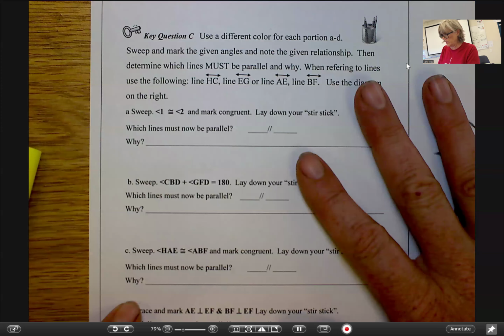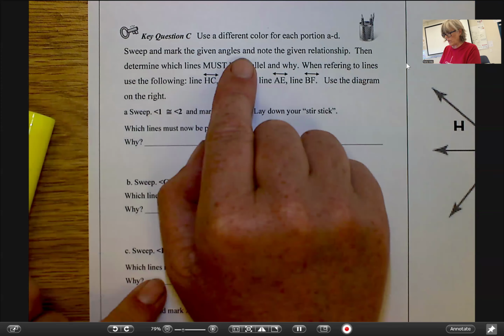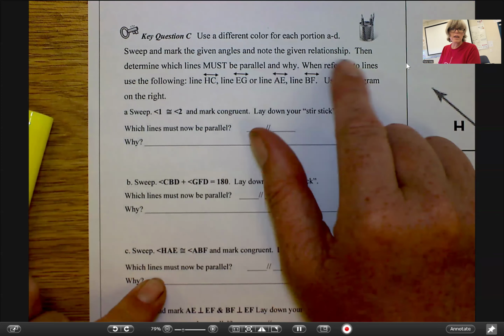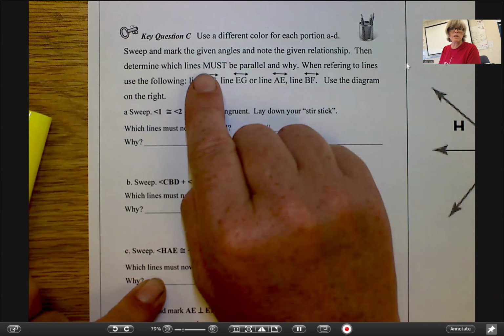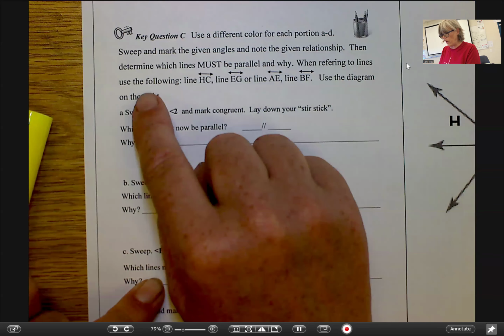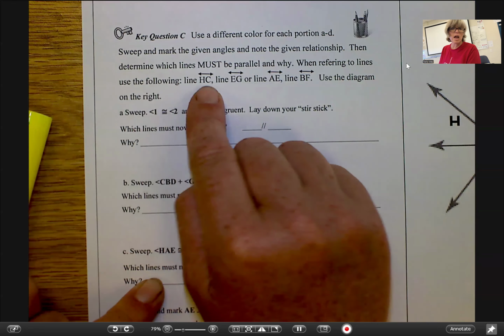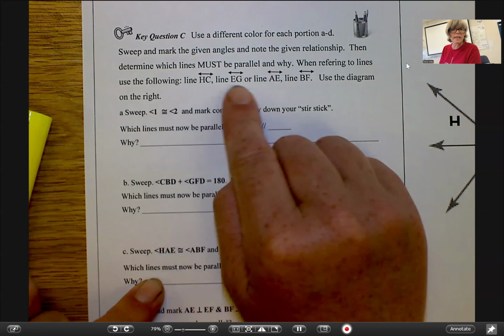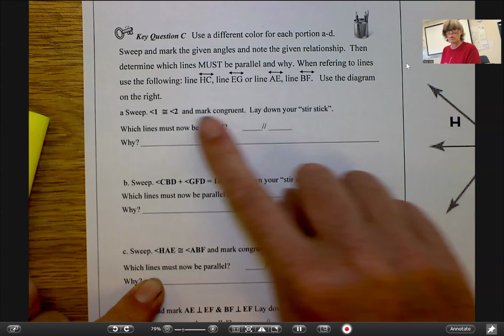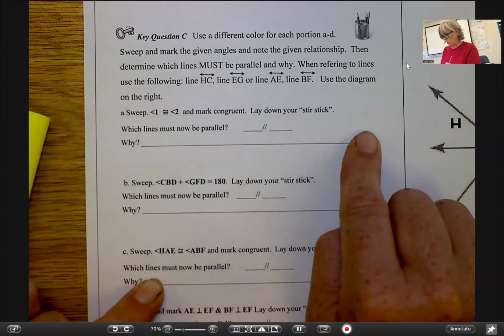C, it says, sweep and mark the given angles and note the given relationship. Then determine which lines must be parallel and why. When referring to lines, use the following: line HC, line EG, line AE, or line BF. Use the diagram to the right. We're only going to do the one here.